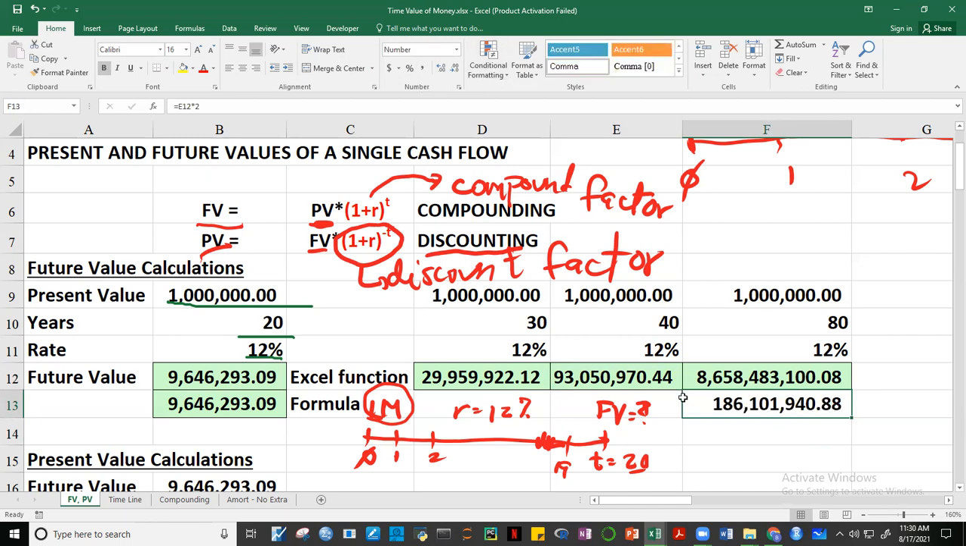Okay, kasi ang doble 186 million lang, pero ito 8 billion na. So that's around 40 times, no? 40, 45 times bigger. Okay, so that's what we call the power of compounding.